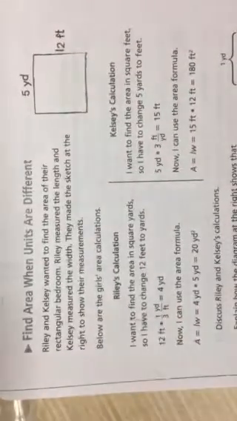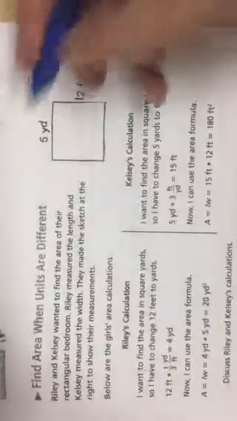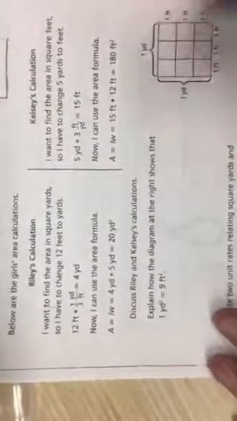Okay, let's go ahead and take a look at the next page. Riley and Kelsey wanted to find the area of their rectangular bedroom. Riley measured the length and Kelsey measured the width. They made the sketch at the right to show their measurements. So one's in yards and one's in feet. Below are the girls' area calculations.